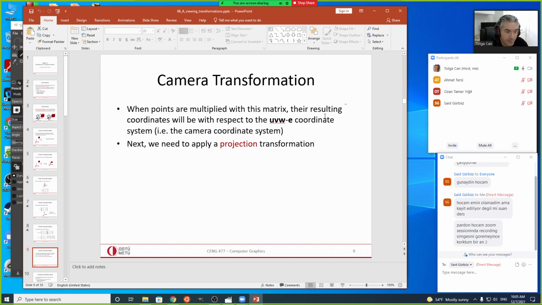Okay, so camera transformation is this. Do you have any questions?